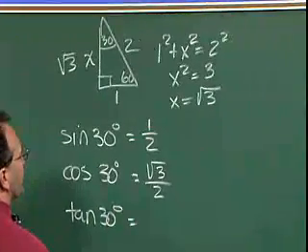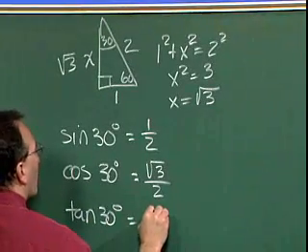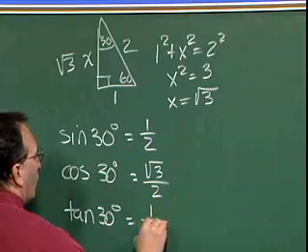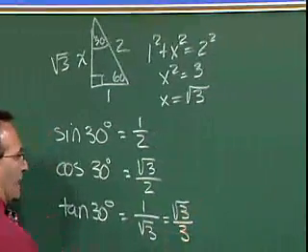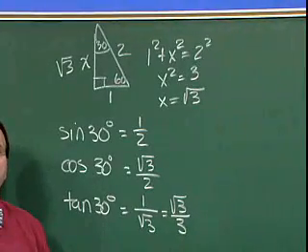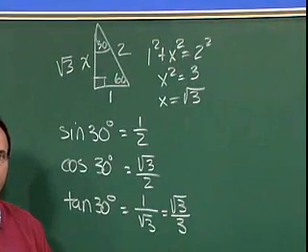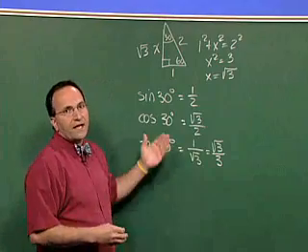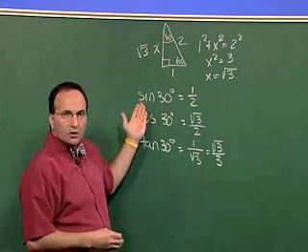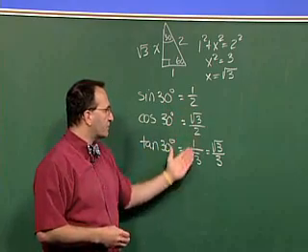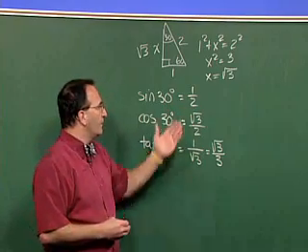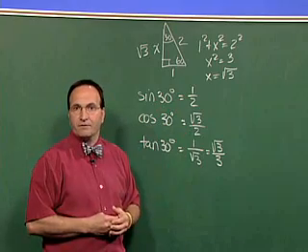So the tangent of 30 is equal to, well, originally it's 1 over the square root of 3, which when we rationalize the denominator gives us square root of 3 over 3. Of course, we could continue and find the cosecant, secant, and cotangent, but they are just the reciprocals of the three functions that we have in front of us.